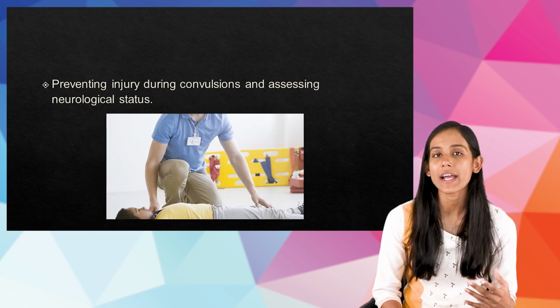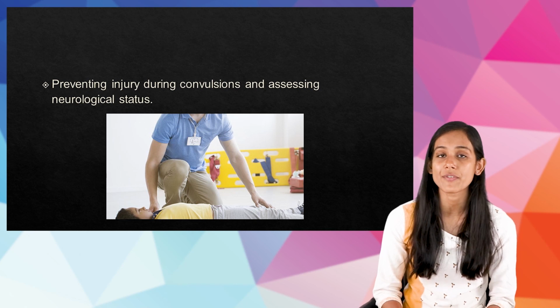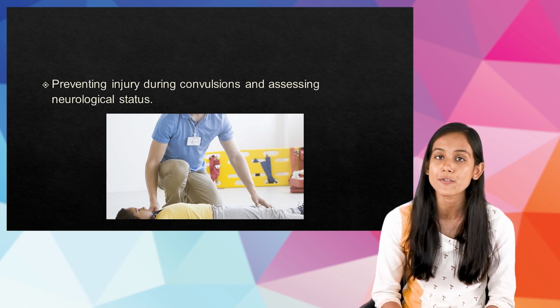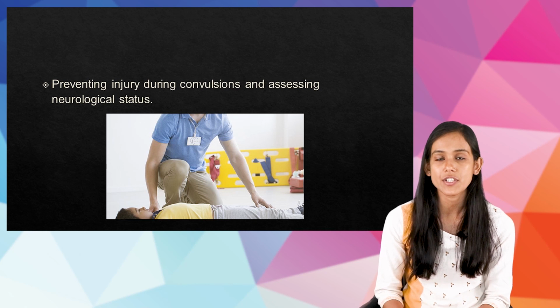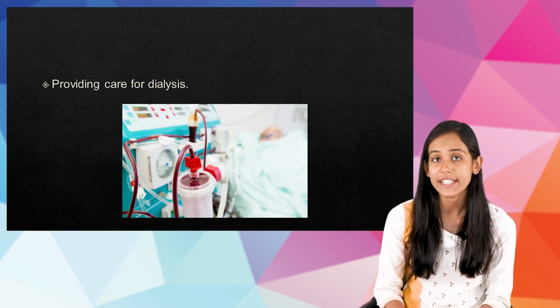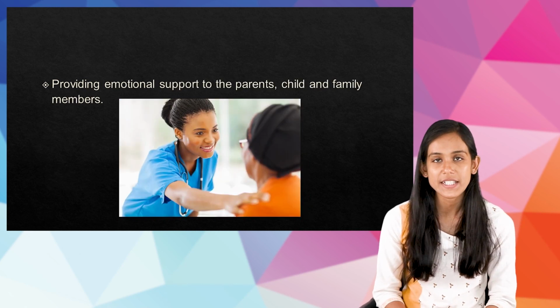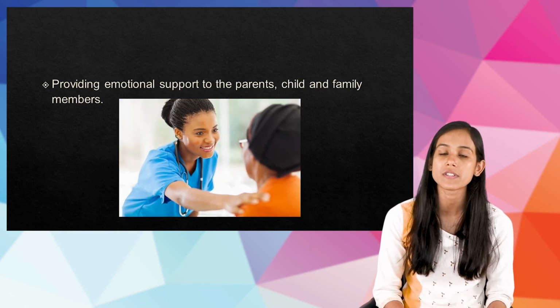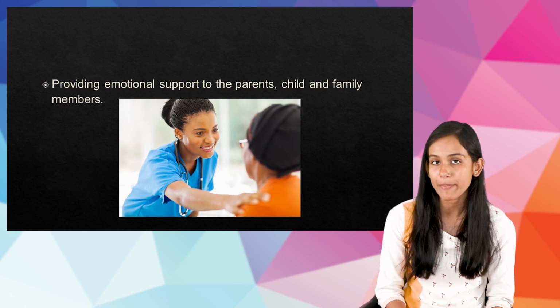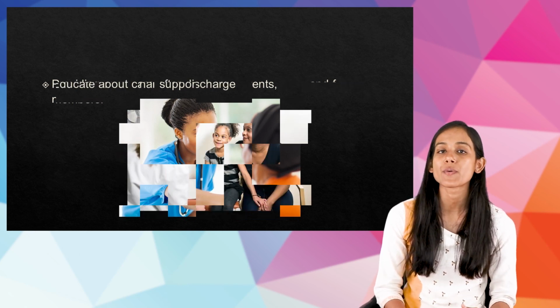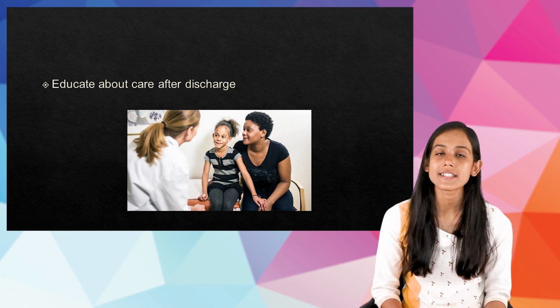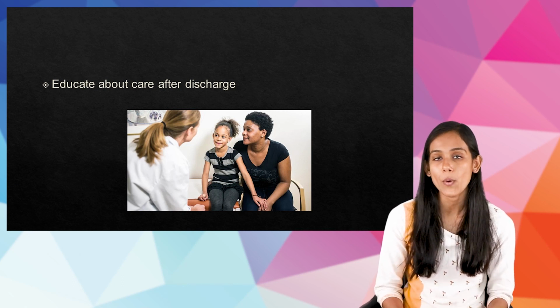Then the child might also experience convulsions at times if it is very severe. In that case, you have to prevent injury during the convulsions. You have to make sure that the child is in a safe area. And then you also should provide care for dialysis. Apart from these things, you have to provide emotional support to the child, to the parents, and to the family members. And along with that, you have to make sure that they understand how to take care of the child at home after discharge.